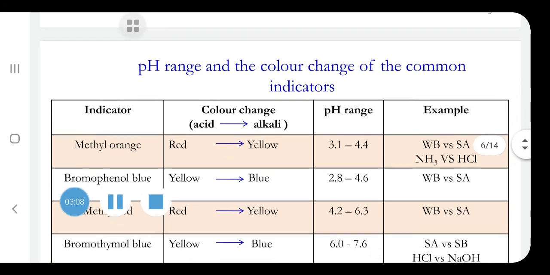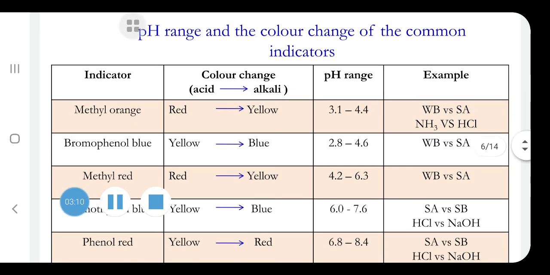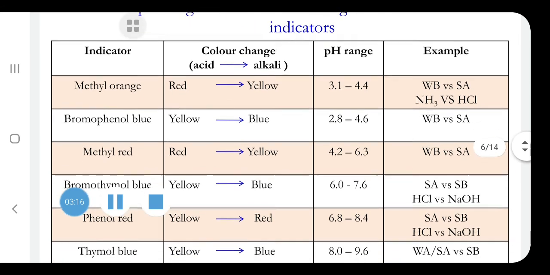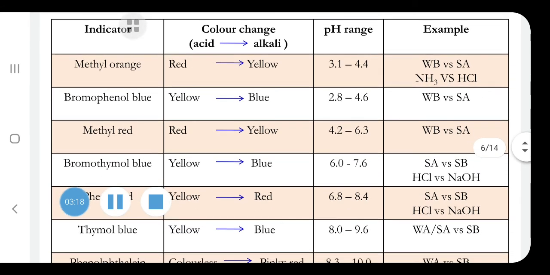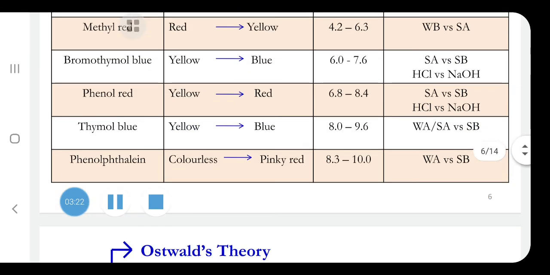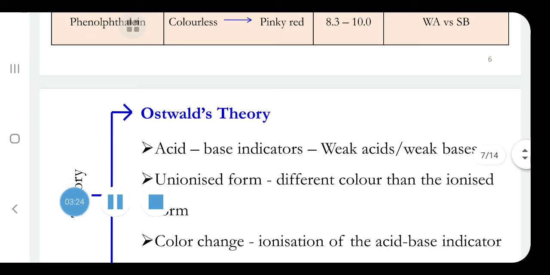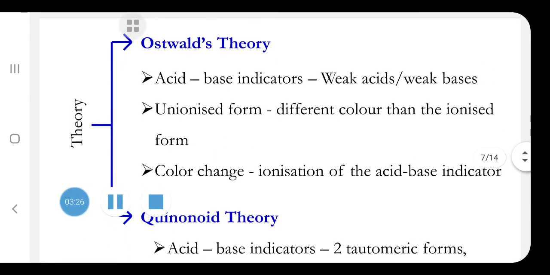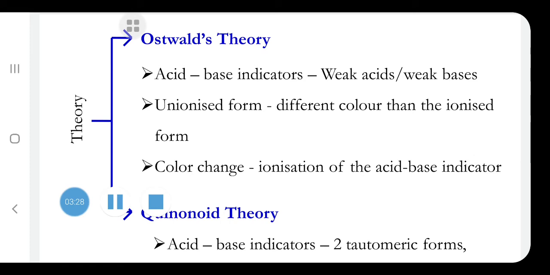This table shows the pH range and color change of some common indicators. Out of all these indicators, we'll be more concerned with methyl orange, a weak organic base, and phenolphthalein, a weak organic acid. Coming to the theory of indicators, we have two theories that explain the principle behind the color change of indicators. One is Ostwald's theory and number two is Quinoid theory.